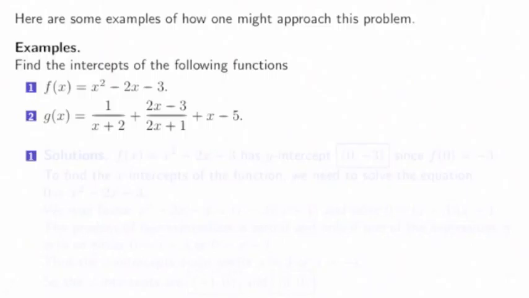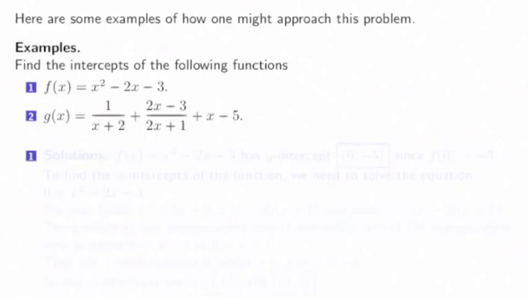Let's find the intercepts of the following functions. Problem number 1, f of x is a quadratic, x squared minus 2x minus 3. In the second problem, g of x is a rational function, 1 over x plus 2, plus 2x minus 3 over 2x plus 1, plus x minus 5.